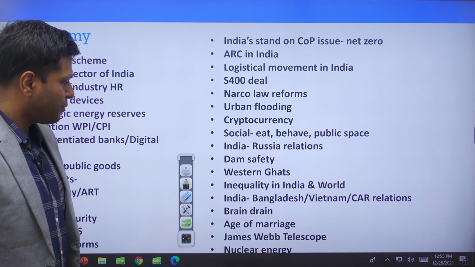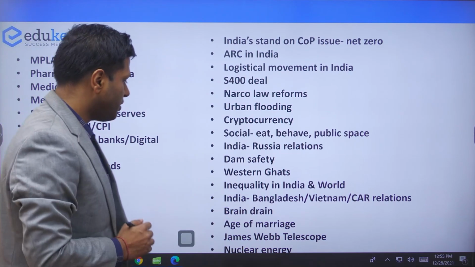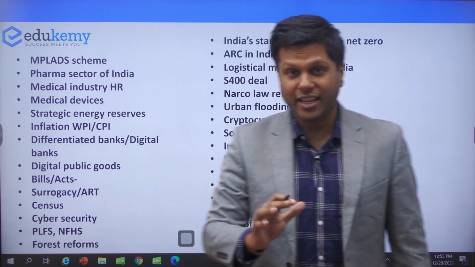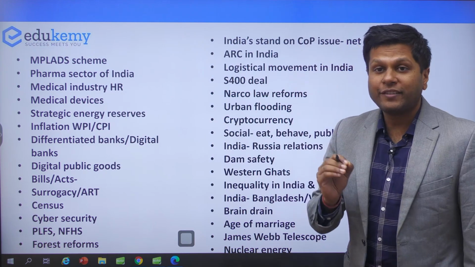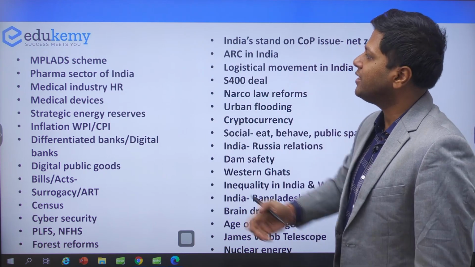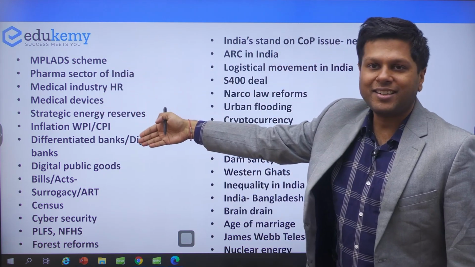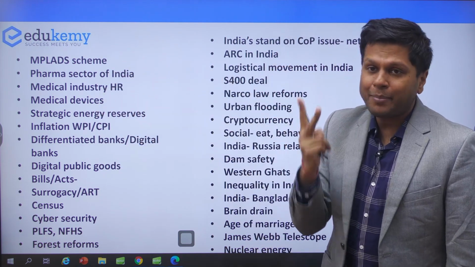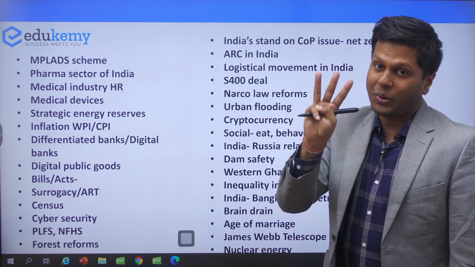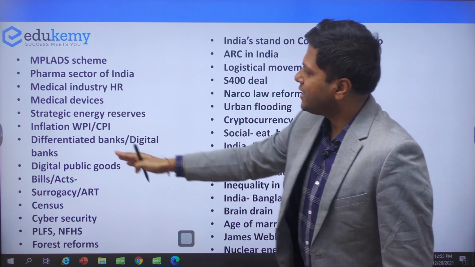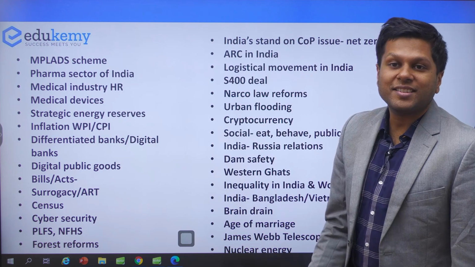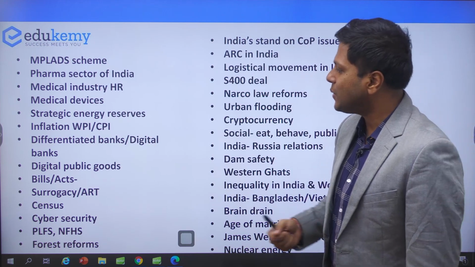Age of marriage in news, right? You should have an opinion on this. Nuclear energy around the world, is it secure? Is it good? Is it going to give clean energy or not? Your opinion. MP LAD scheme, medical devices, all the pharma sector industries, right? So pharma industry, medical device industry, all of them become important, right? Differentiated banking, what is it? Digital banking, what is it about, right?